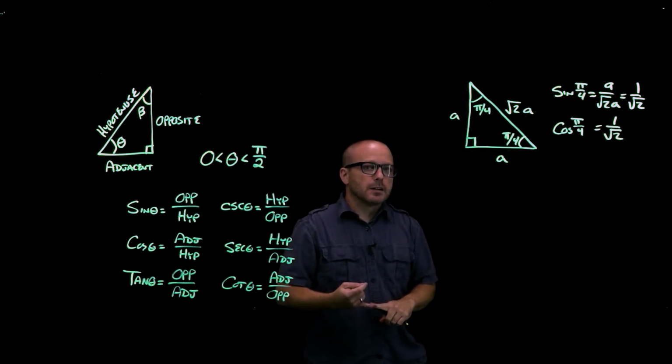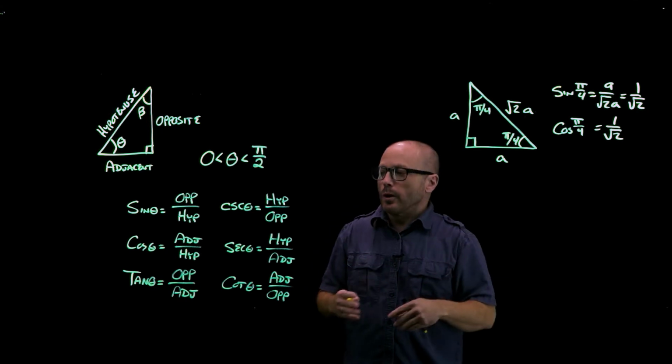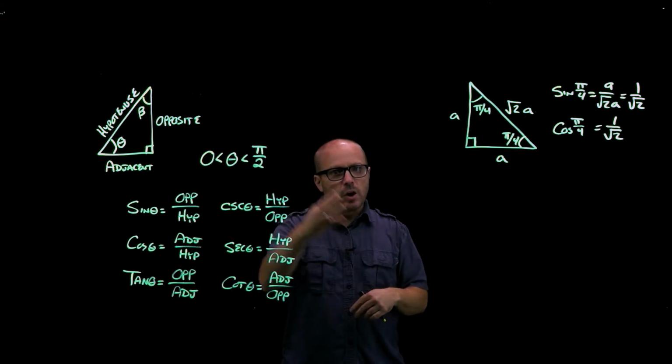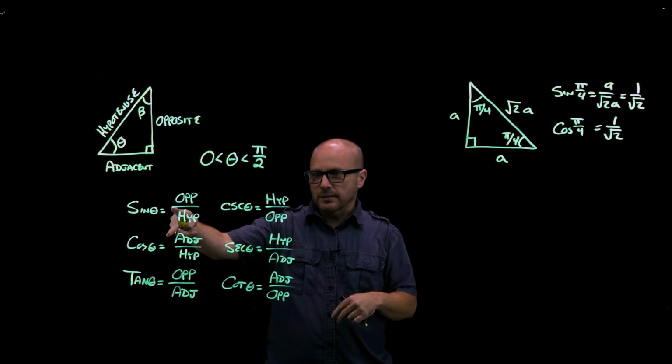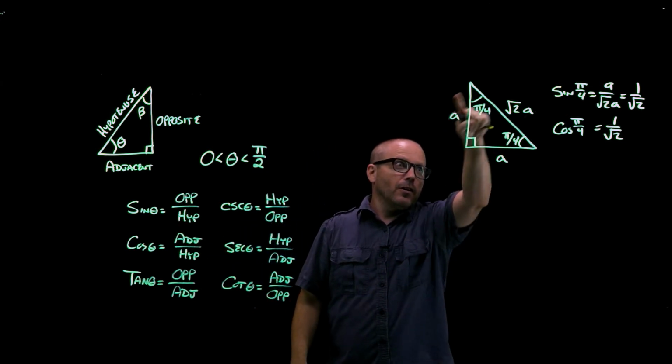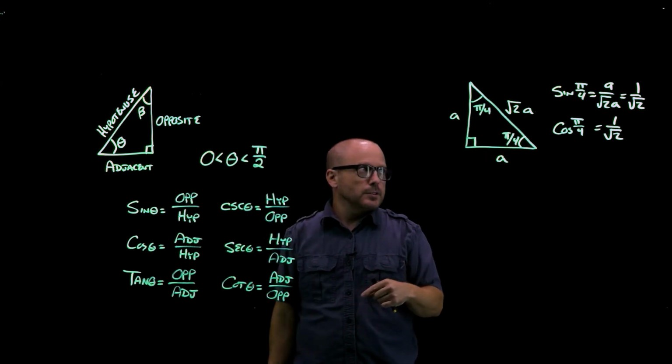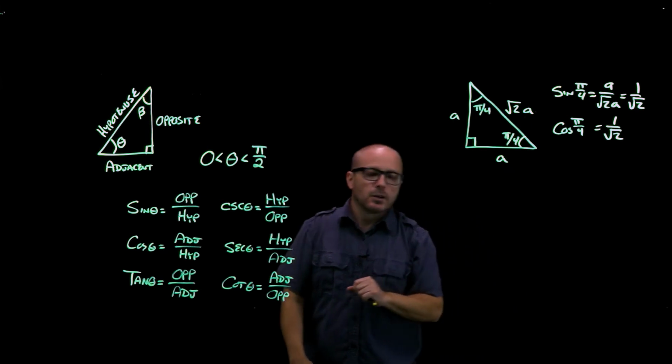So we can get sine and cosine for pi over 4, which means we can get all of these, because once you know these, we know all the sides of that triangle, we can do all these ratios. But let's just look at sine and cosine for now.